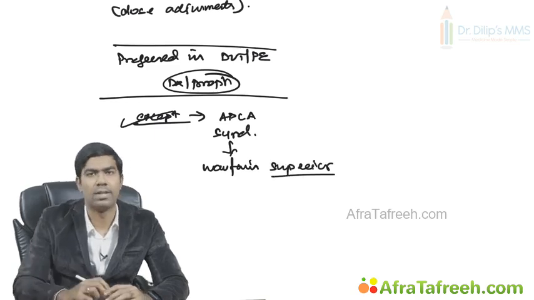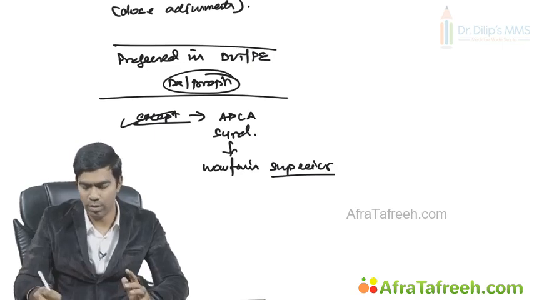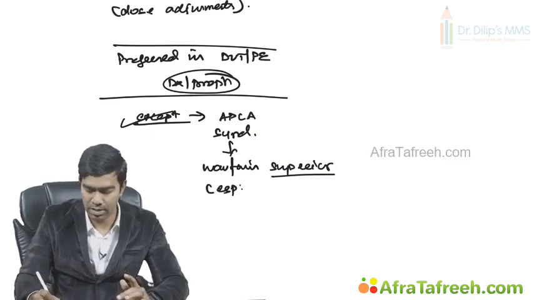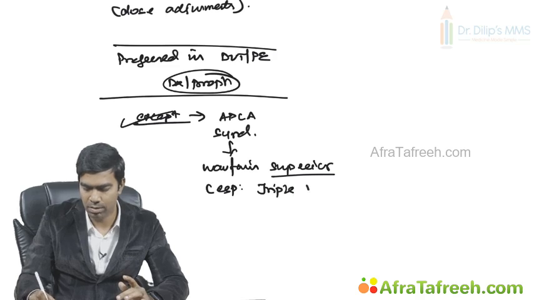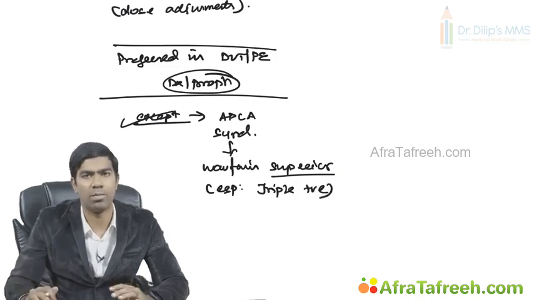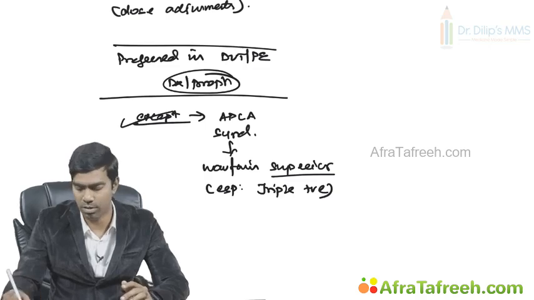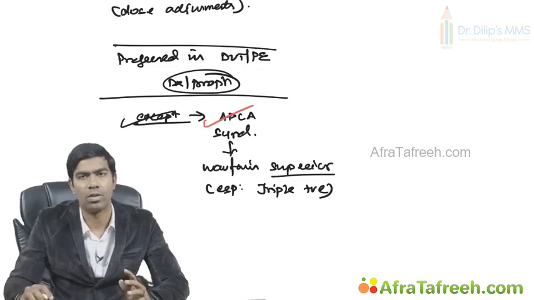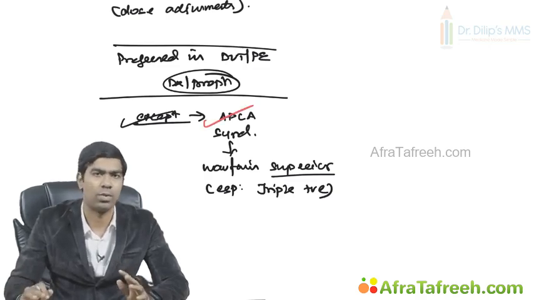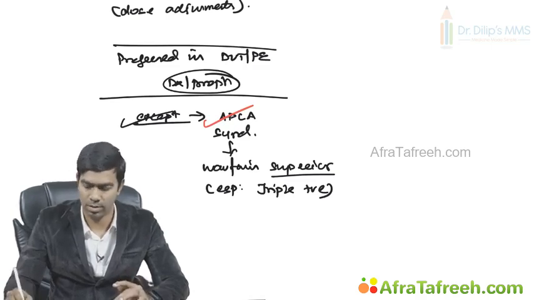Warfarin is superior. This is very, very true, especially if the patient is triple positive. Triple positive means all three antiphospholipid antibodies are positive: anti-cardiolipin, anti-beta-2 glycoprotein 1, and lupus anticoagulant. If all these three are positive, unequivocally, warfarin is going to be superior compared to NOACs.